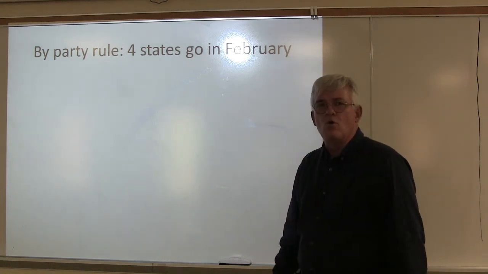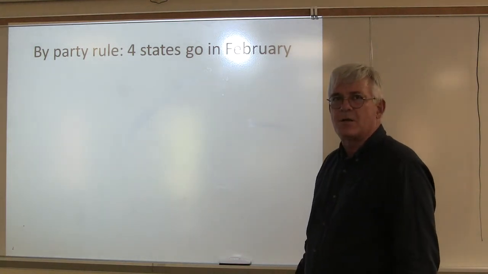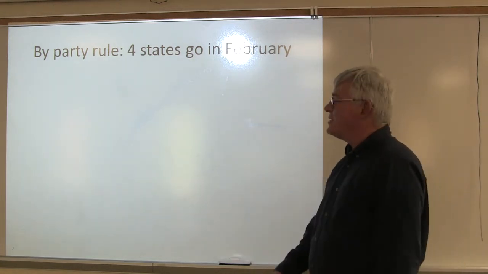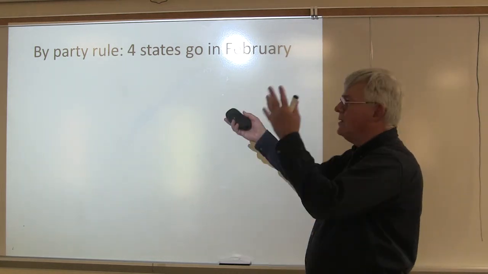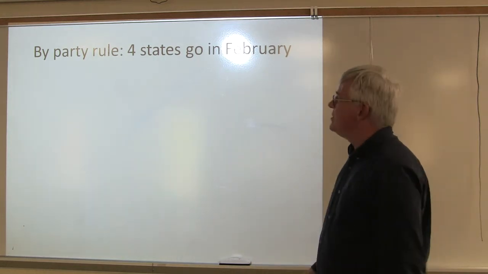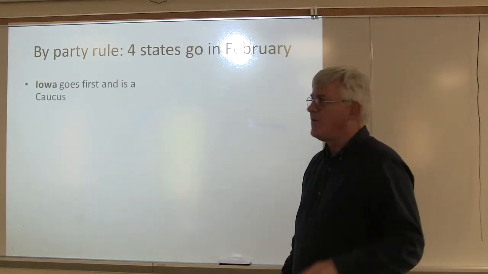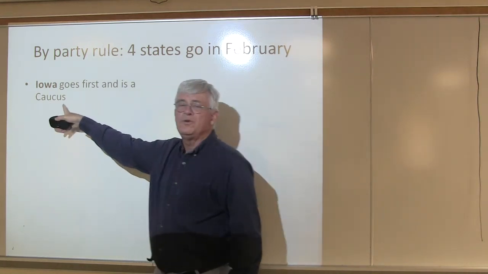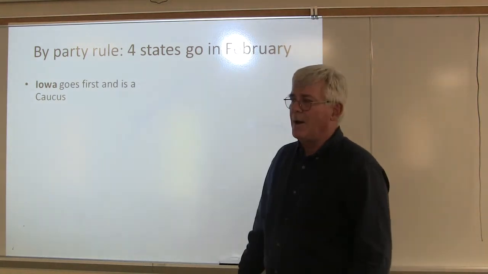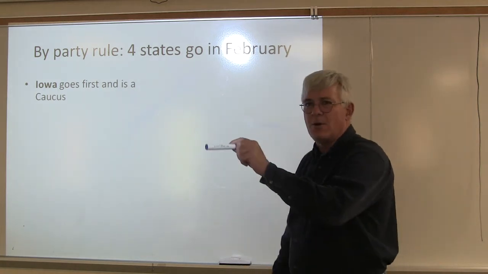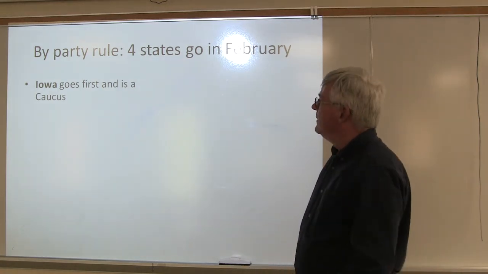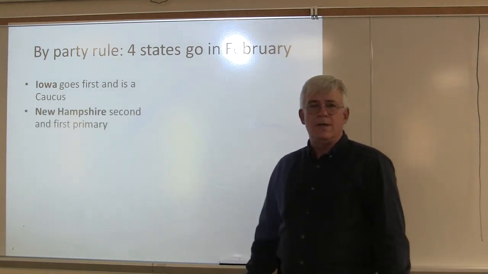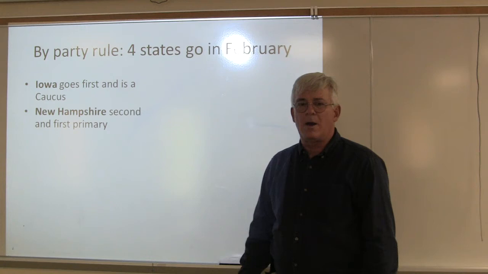Okay, by party rule, 4 states get to go first. Why? Tradition. Somebody's got to go first. Both parties do this, all right? Who is first? Iowa goes first and is a caucus. Remember, a caucus is a closed meeting where you have to show up on Tuesday at 7:30 and spend 2 hours there, right? The second to go is New Hampshire, and it is a primary.